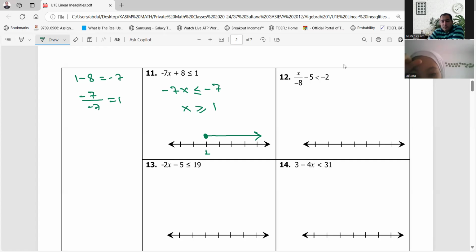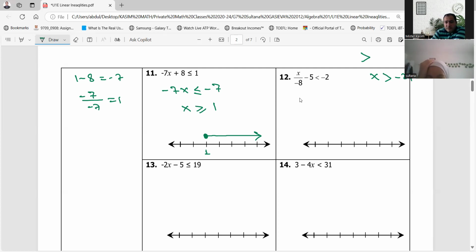So what did you get for question 12? What is your x? Greater than, less than, which one? Greater than. Oh, okay, yeah. So greater than -24.